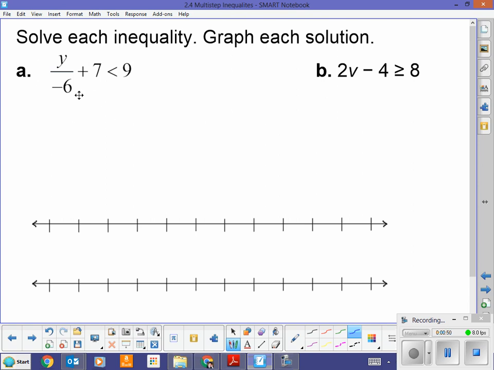These first two examples we can see are two-step inequalities. I have division and addition, and here I have multiplication and subtraction. The only thing we have to really watch out for is that idea of multiplying or dividing both sides by a negative number, which we saw in the last lesson. Okay, so first thing, I'm going to subtract 7 from both sides here. And that leaves me y divided by negative 6 is less than 7 minus 7 is 0, and then 9 minus 7 is 2. And then I'm going to multiply both sides by negative 6.